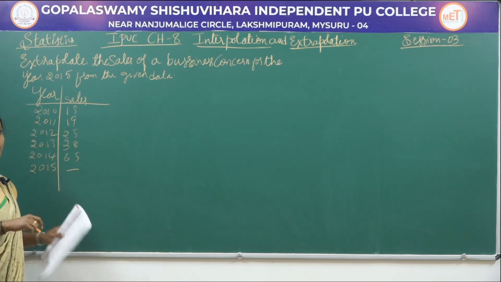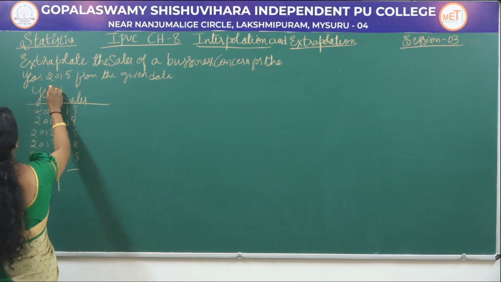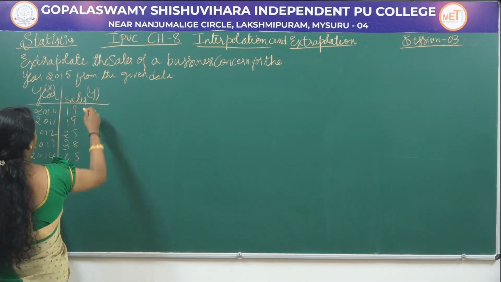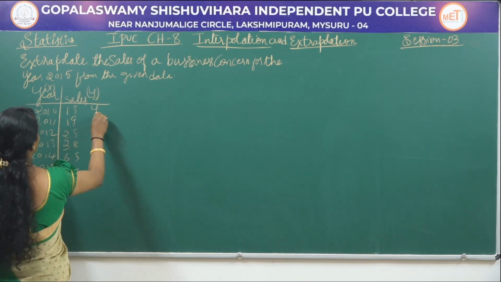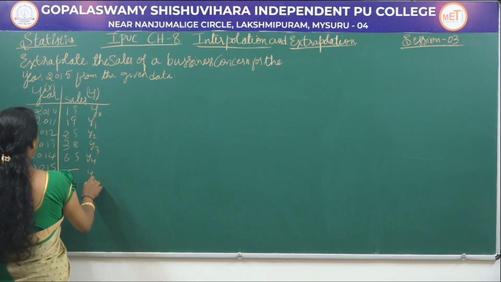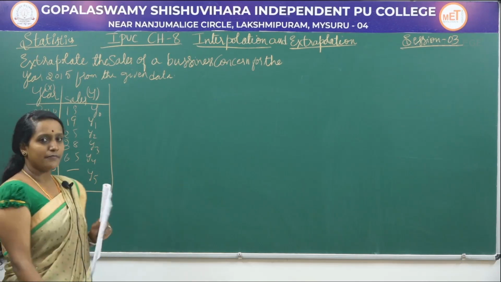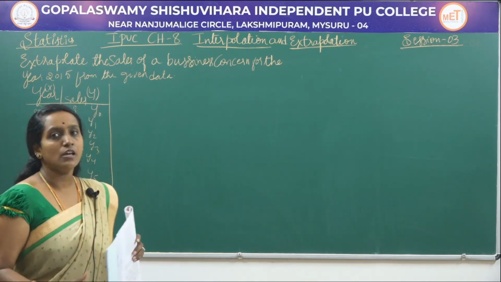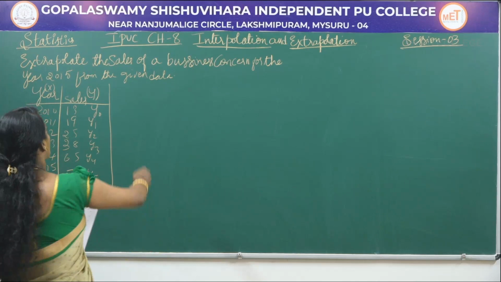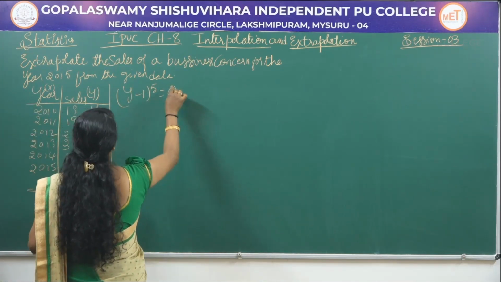First, we know that we have to denote the year as X and sales as Y, and denote these as Y0, Y1, Y2, Y3, Y4 and Y5. Till Y5 we have, so n is equal to 5. For n is equal to 5, it is (y minus 1) to the power 5 is equal to 0.